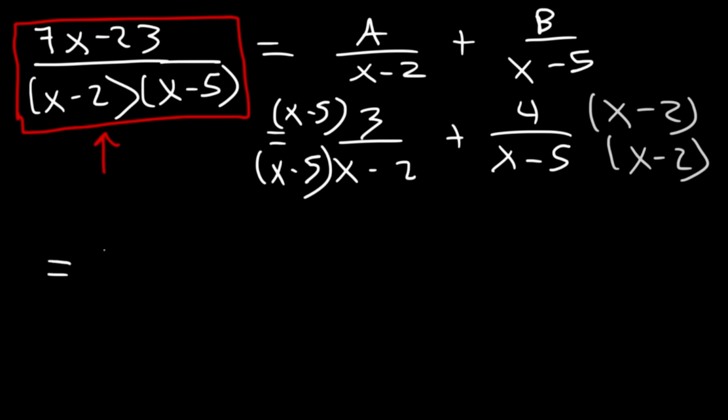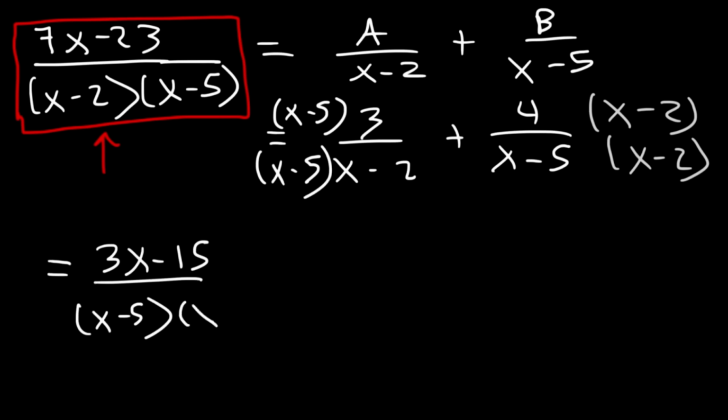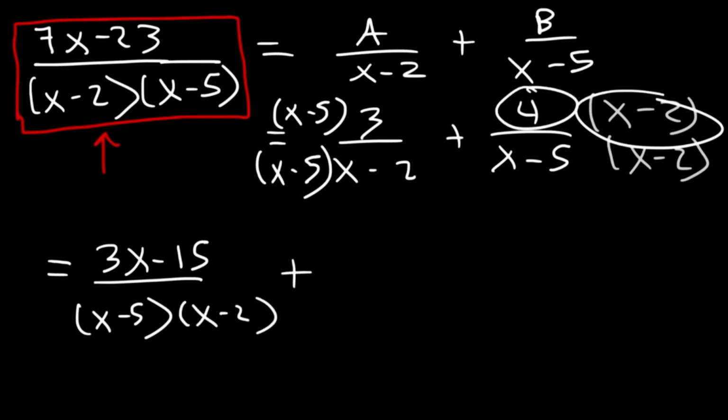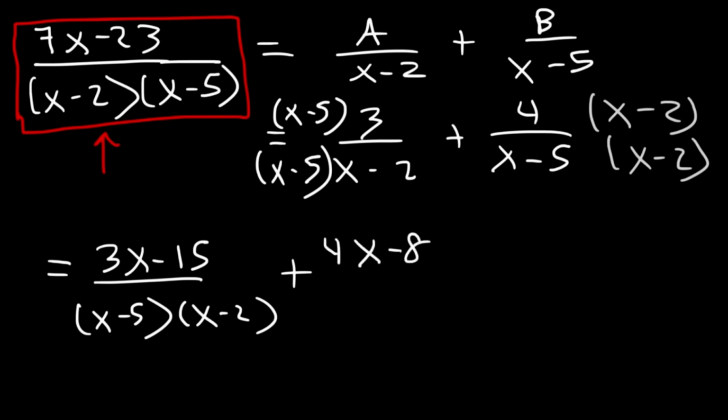3 times x minus 5 is 3x minus 15. And on the bottom, we have x minus 5 times x minus 2, which I'm going to leave that way. And then 4 times x minus 2, that's going to be 4x minus 8 divided by x minus 5 times x minus 2.